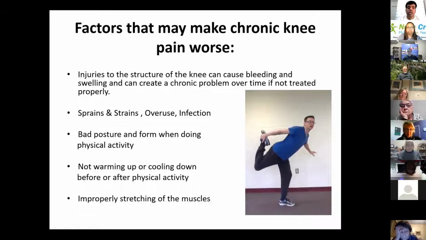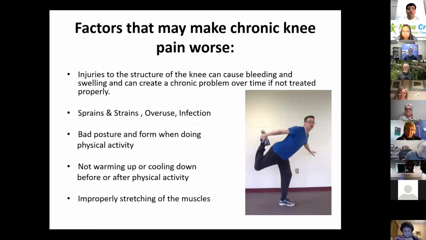So the factors that can make the knee pain worse. Injuries to the structures of the knee can cause bleeding and swelling that can create chronic problems over time if not treated properly. If there is any small ongoing discomfort and we don't know the reason, but problems like knee pain are happening, or you see swelling, it is important to check right away. It is very important to know where and why the pain is coming. Otherwise, it can turn into a chronic problem.